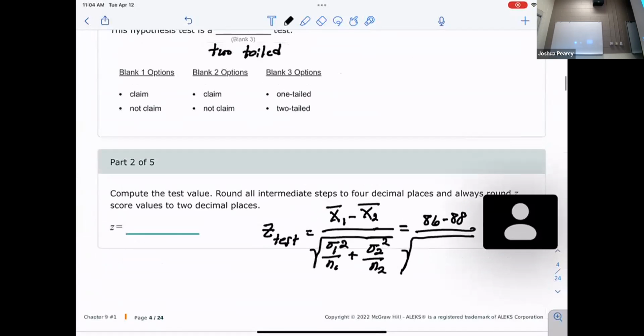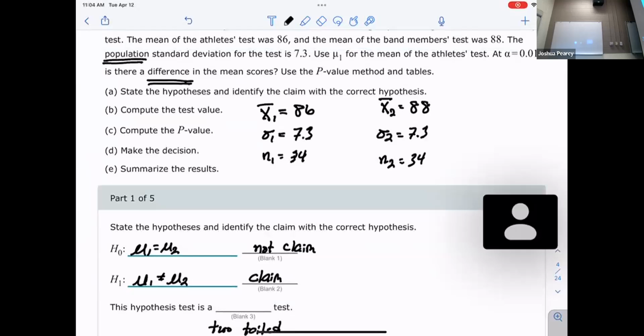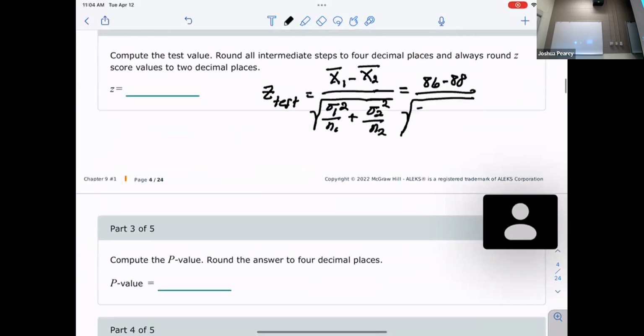And note, it only gives you sigma, not sigma squared. So you have to take that 7.3 and square it. So it'd be 7.3 squared over 34 plus what? Yep, same thing. 7.3 squared over 34. Someone tell me what you get, because I have no idea what it is. Negative 1.12. Negative 1.13. And that's what goes here.